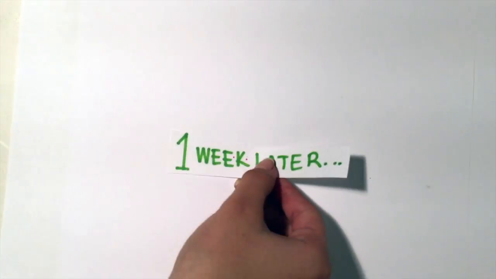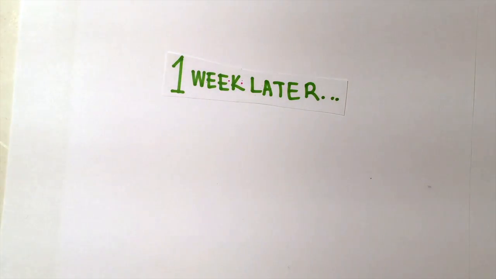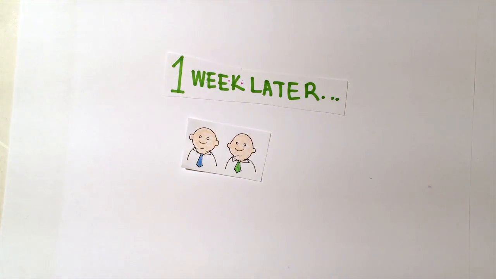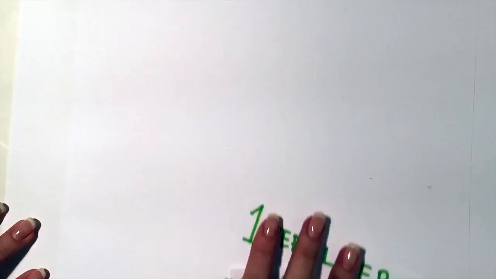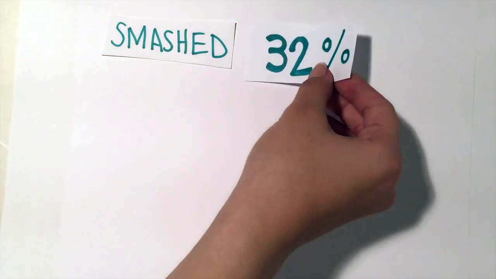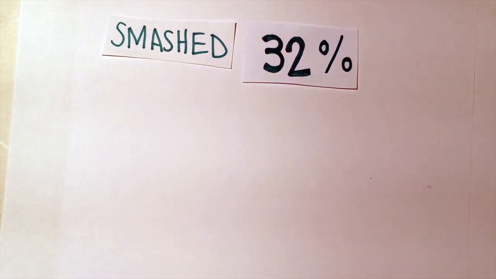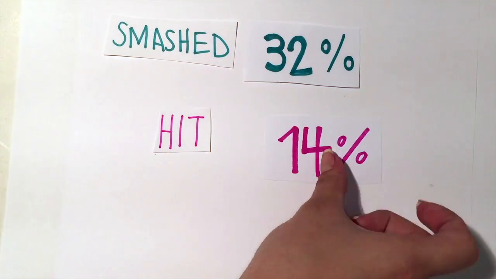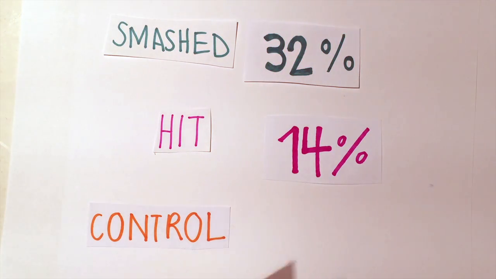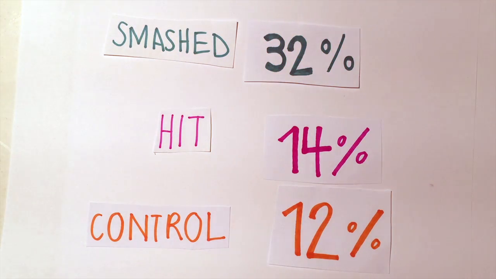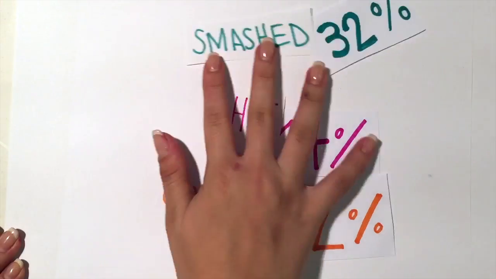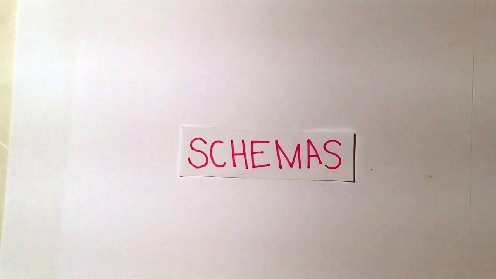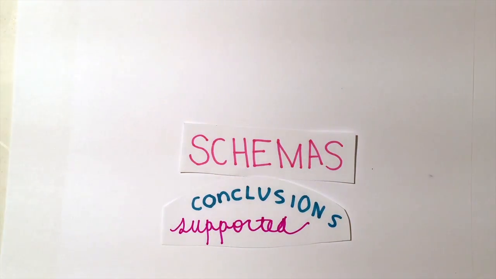After 1 week's time, participants were asked to recall the clip and answer whether or not they saw any broken glass, even though the film showed none. Results showed the following. The group that received the verb smashed claimed 32% to have seen broken glass, whereas hit 14% and the control group 12%. This showed how the schema distorted their memory by creating an expectation of probability that glass was broken due to the intensiveness of the verb.